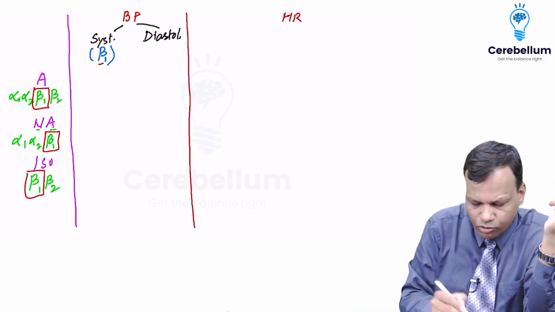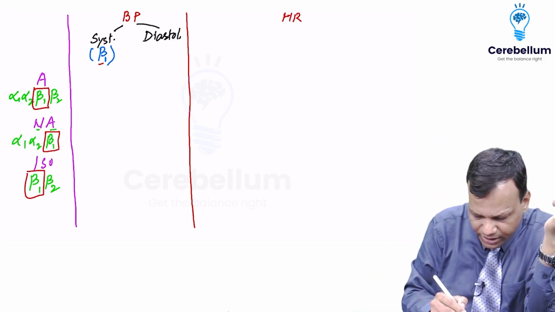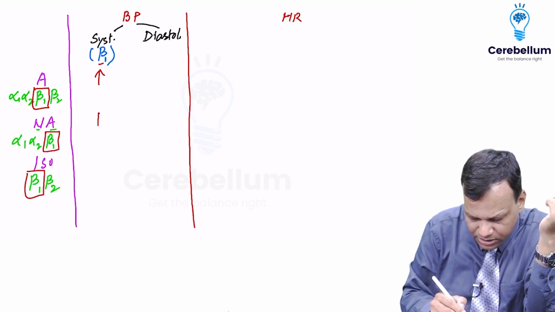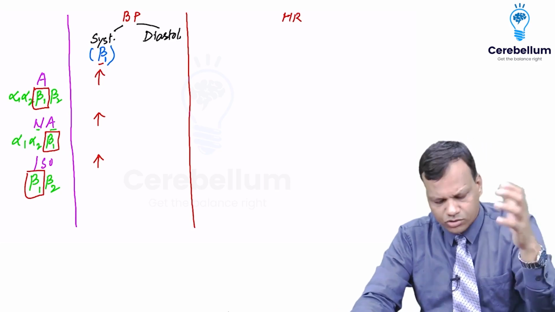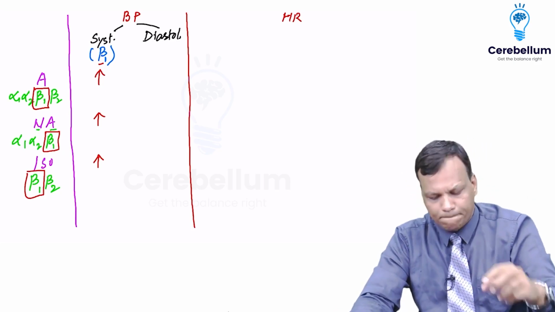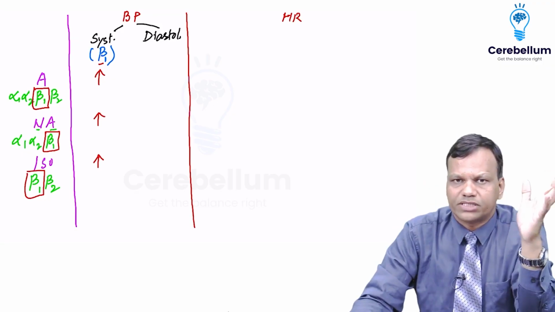Remember, for systolic BP, we want to stimulate beta 1. All three are stimulating. So all three drugs increase systolic blood pressure. Easy to remember. So systolic blood pressure is increased by all. Now coming to diastolic blood pressure.